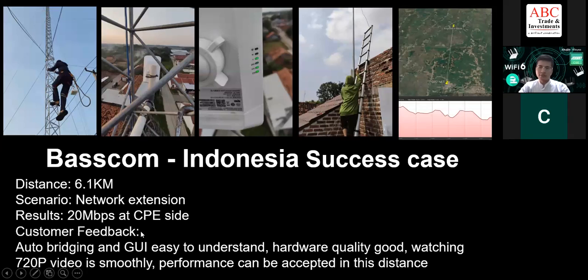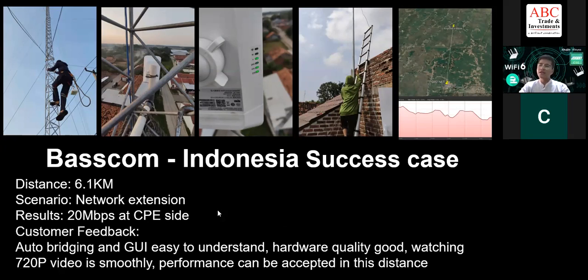So what's the customer feedback? Customer feedback is auto pairing and GUI easy to understand. Power quality is so good. Watching 720P video smoothly, performance can be accepted at the distance. So you see, we recommend only 5 km distance, but in the real scenario, they use 6.1 km, and they can still get this throughput. So they are really pleased with our products. Okay, so this is the best case, the Indonesian customer using 6.1 km.